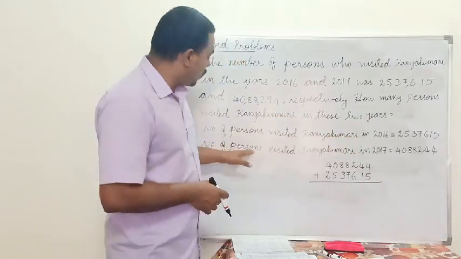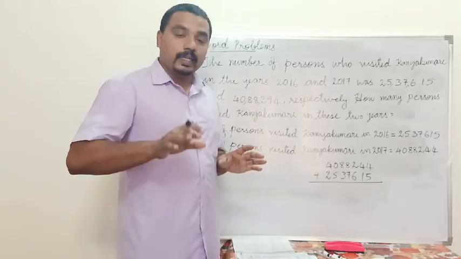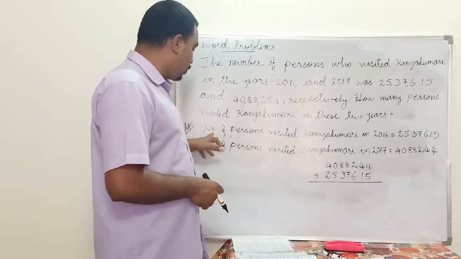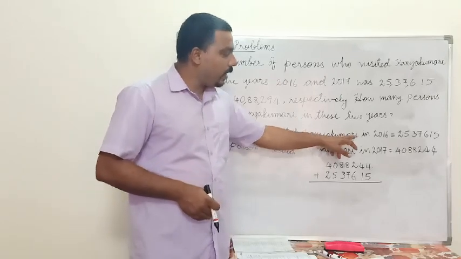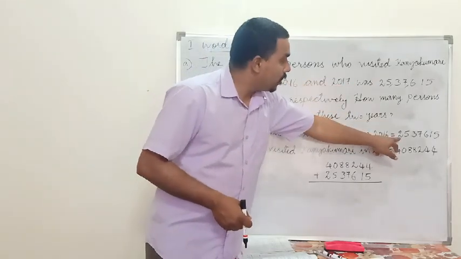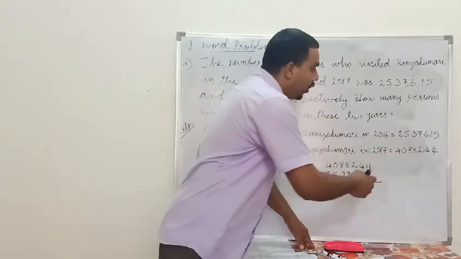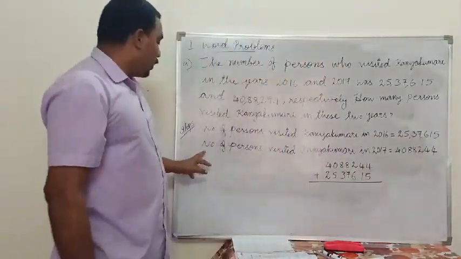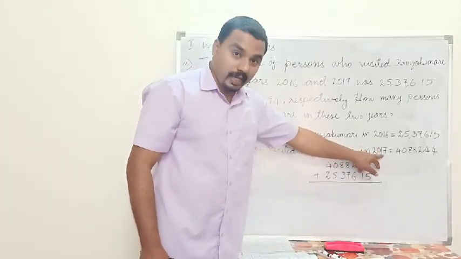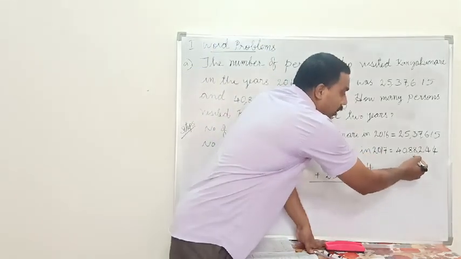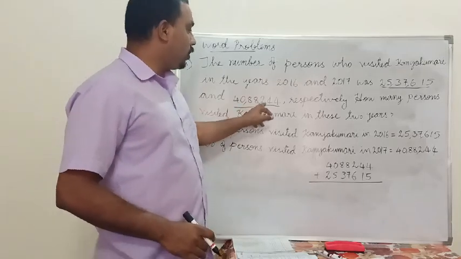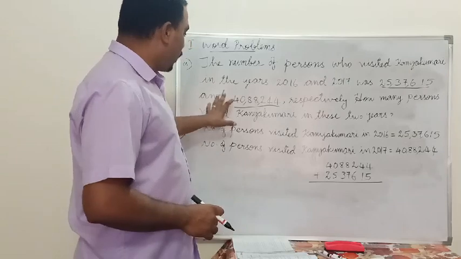Some of you are finding difficulty to understand the question. So what do we have to do? Read the question 2-3 times carefully. Then you will get the steps. Okay, the first step is the number of persons who visited Kanyakumari in 2016. How many persons visited here? See, 25,37,650. And the second step is the number of persons who visited Kanyakumari in 2017. 40,88,244. Okay, it is very clear, right?